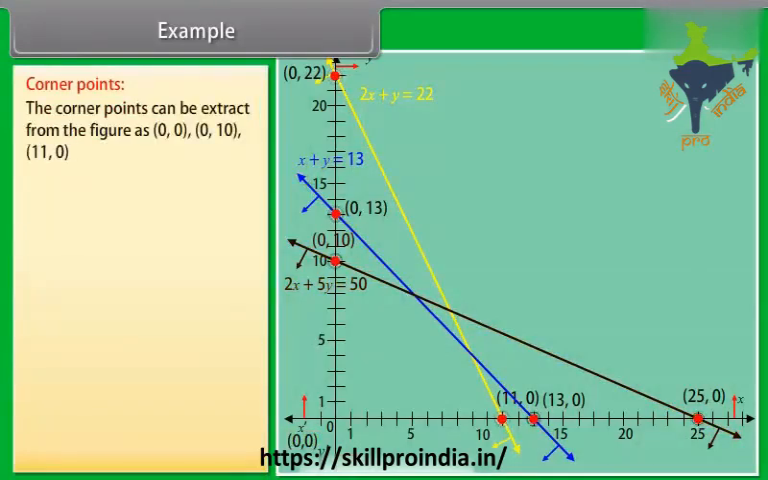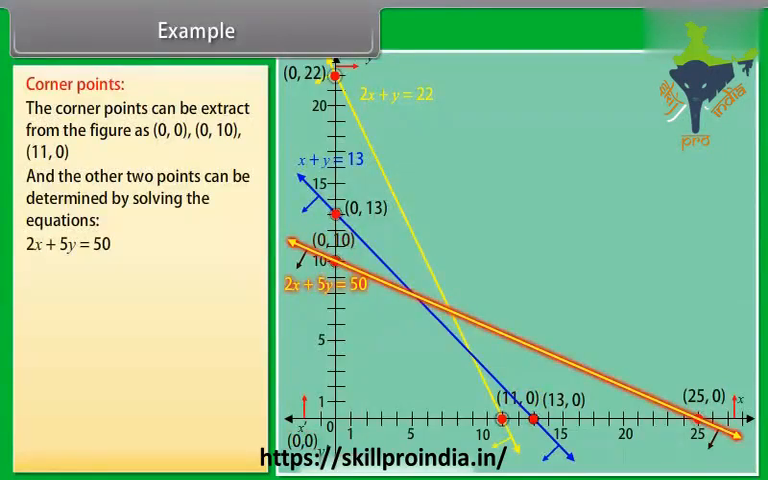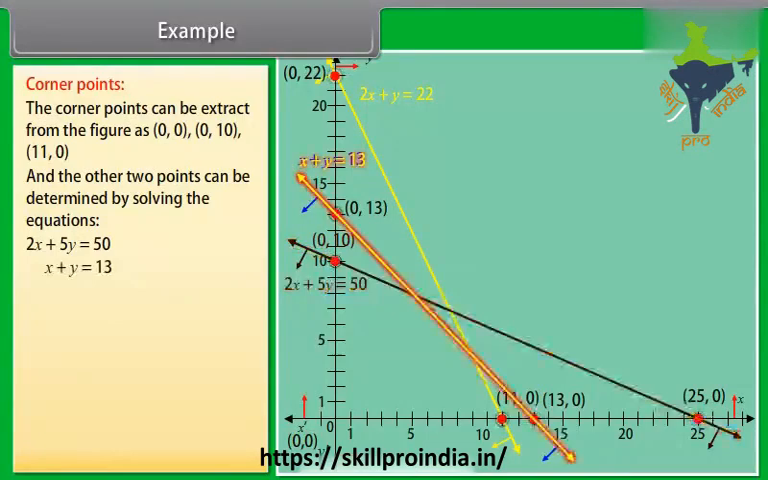The corner points can be extracted from the figure as 0, 0, 0, 10, 11, 0, and the other 2 points can be determined by solving the equations 2x plus 5y is equal to 50 and x plus y is equal to 13. By solving the equations, we get 5, 8.